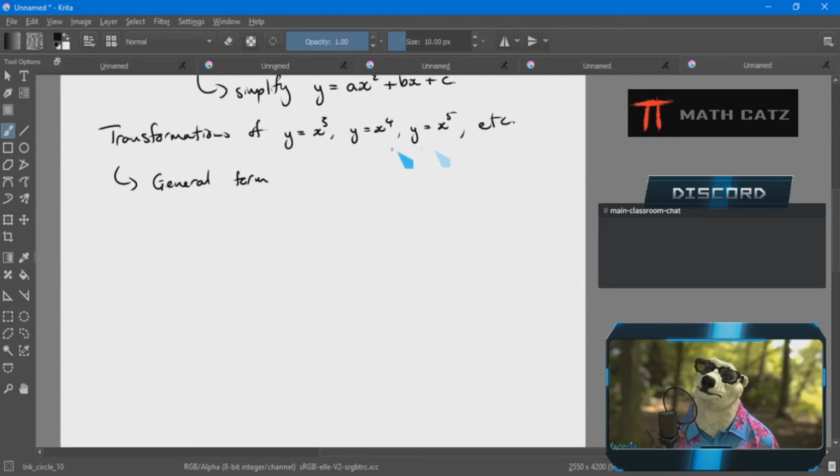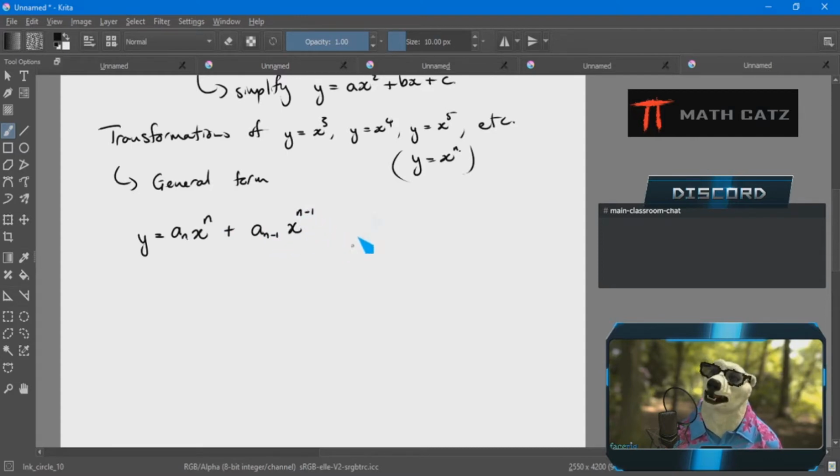But in general, let's suppose we work with y equals x to the n. Don't know which one. It could be any one of those. So my general form then is going to be the highest power is x to the n, and I'm going to have a number in front that I'll call a sub n. Then I could have another number as the coefficient of the next power down, and that can go all the way to the coefficient of x and just a number on its own called the constant term.